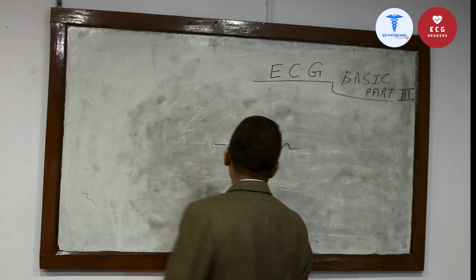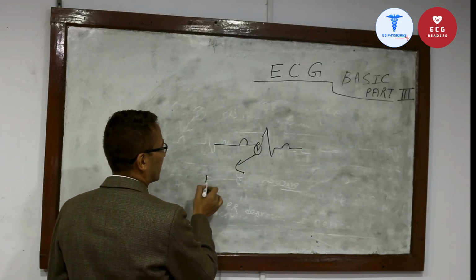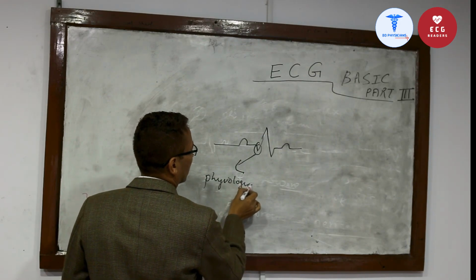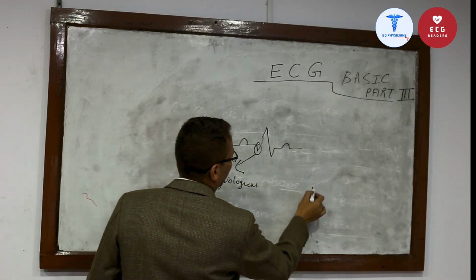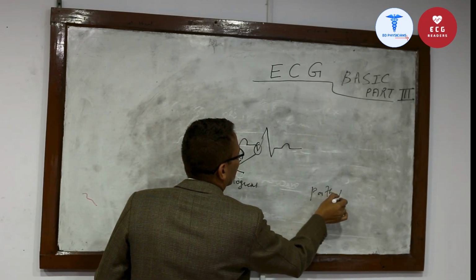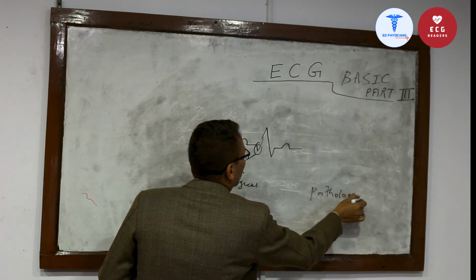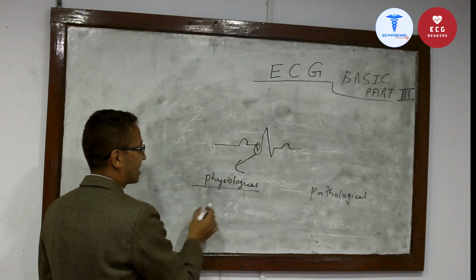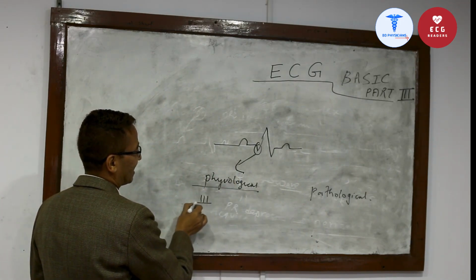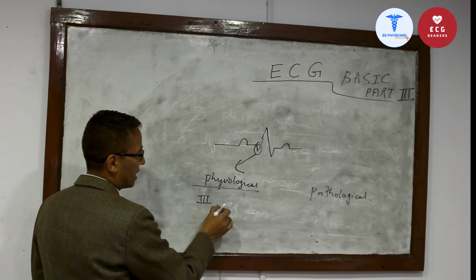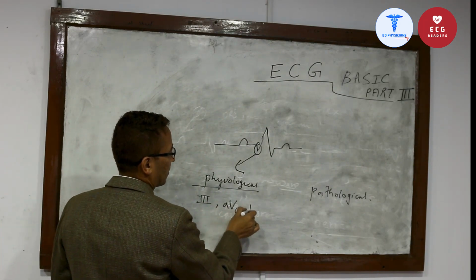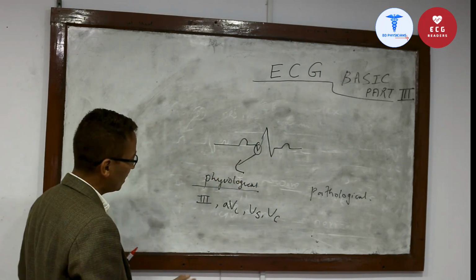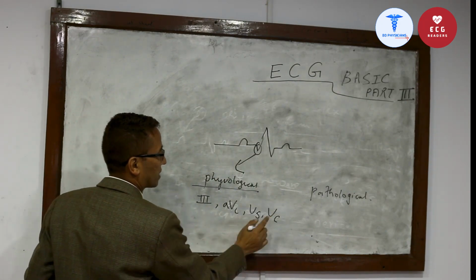Q waves can be physiological or pathological. Normally, physiological Q wave is seen in lead 3, AVL, V5 and V6.